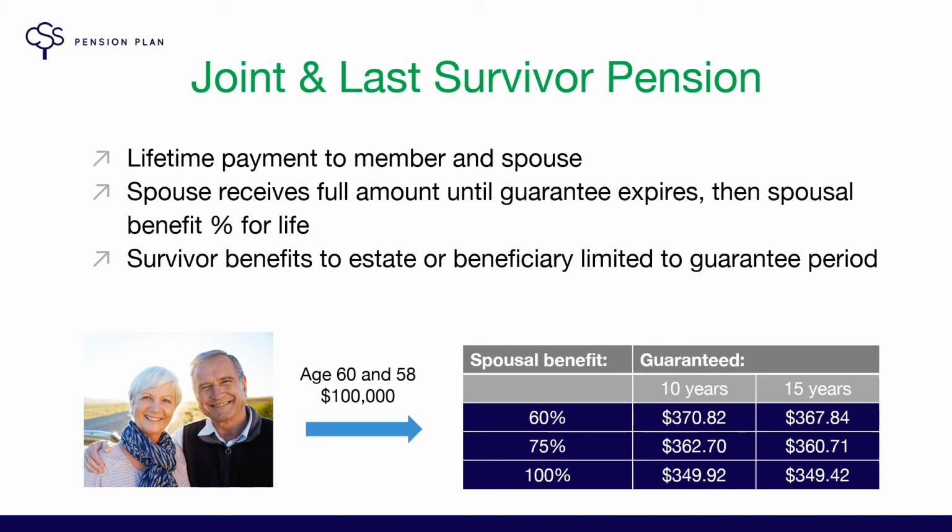Once the guarantee is over and both you and your spouse have passed away, the pension stops. Note that if you and your spouse select the 100% spousal benefit level, your spouse will receive 100% of the monthly pension for the rest of their lifetime, regardless of when the guarantee period ends.